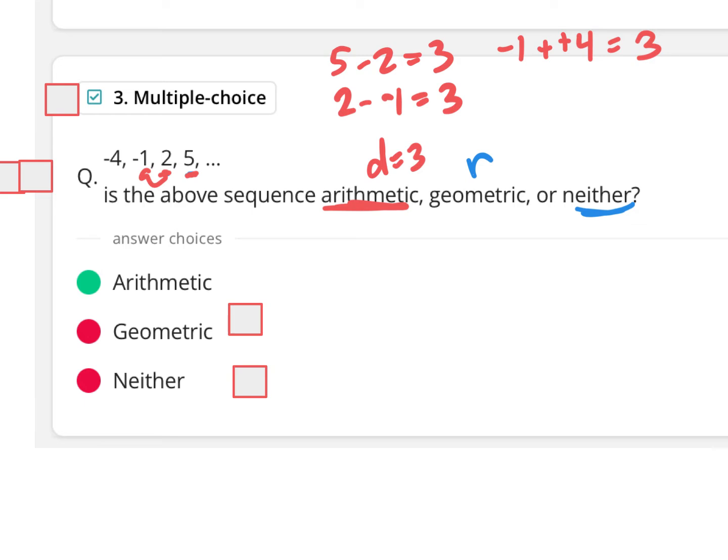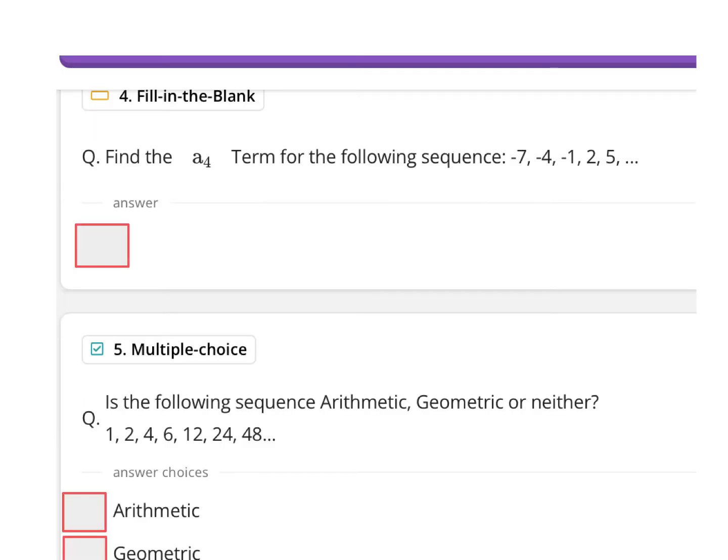Moving on. Find the a sub 4 term. That means the 4th term of the following sequence. So don't overthink this. Understand that a sub 1 is your first term. So this is a sub 1. This is a sub 2. This is a sub 3. Guess what? This is a sub 4. I know. Ridiculous, right? The answer is 2.